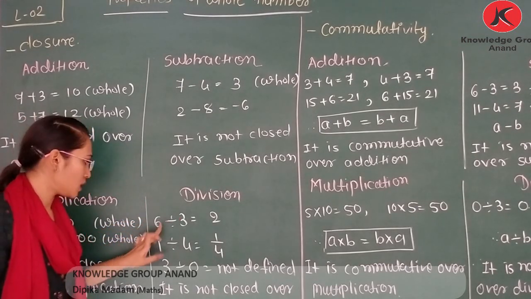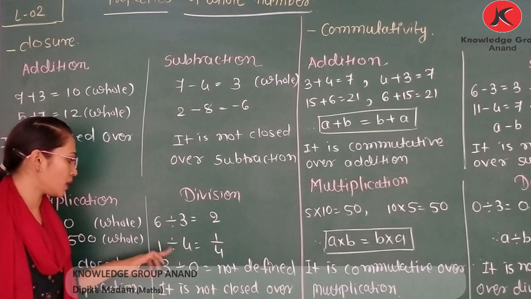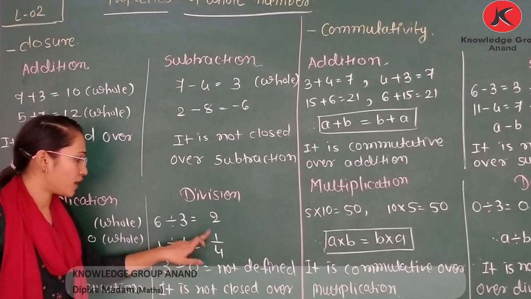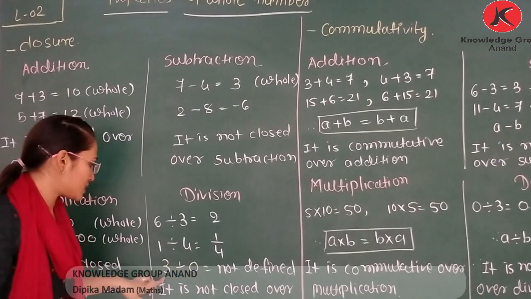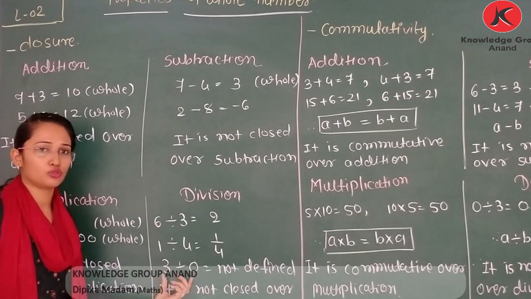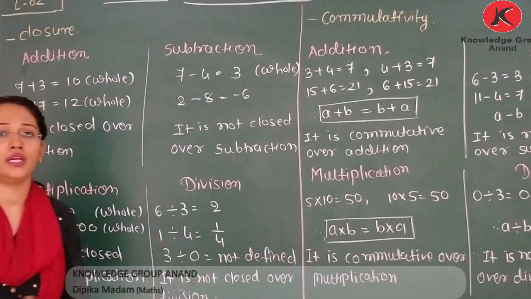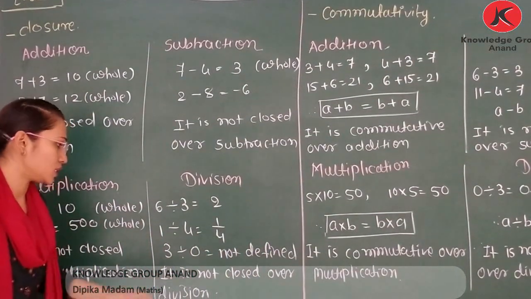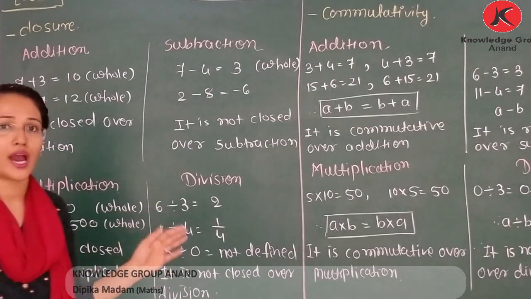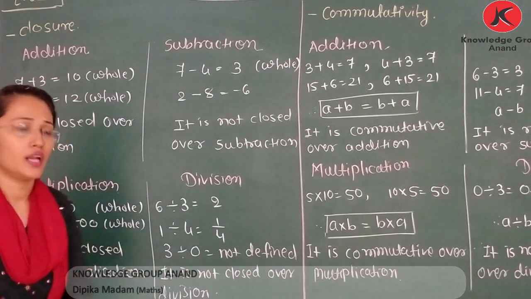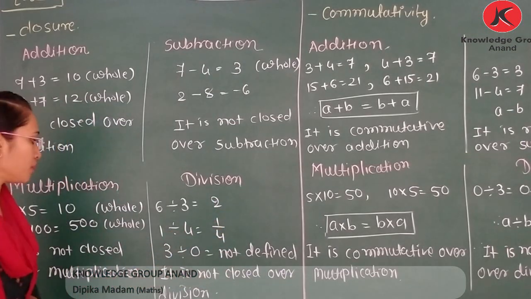We select two numbers, 6 and 3. 6 divided by 3 is 2, but if you take the numbers 1 divided by 4, that is 1 by 4, and this is not a whole number. 1 by 4 is a fraction. So one more example, 3 divided by 0. If you take two numbers 3 and 0 and you perform the division, the answer is not defined because the denominator cannot be 0. That's why it is not closed over division. In division, if you take two whole numbers, it is not necessary that the answer is a whole number. It can be a fraction or it can be not defined. That's why it is not closed over division.